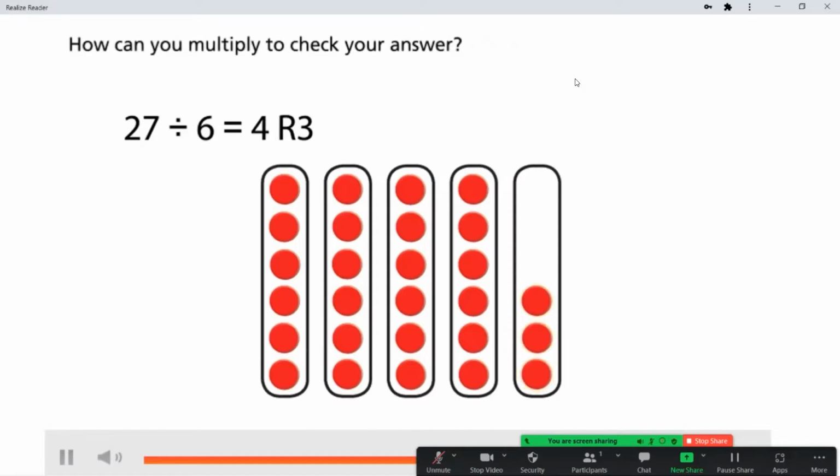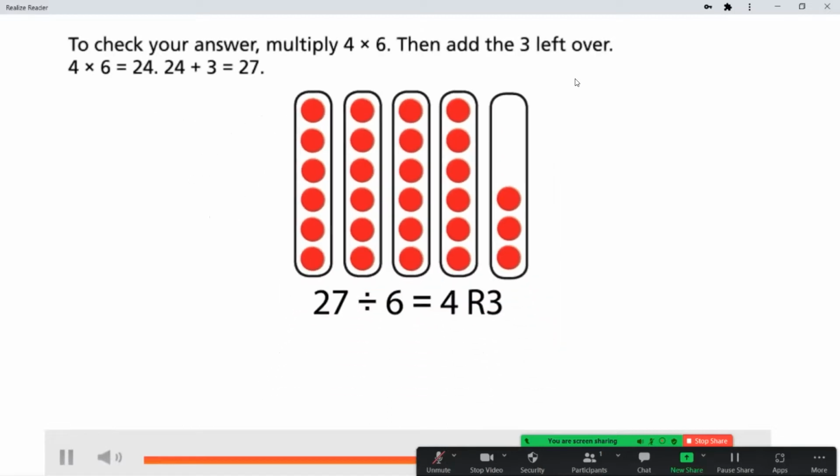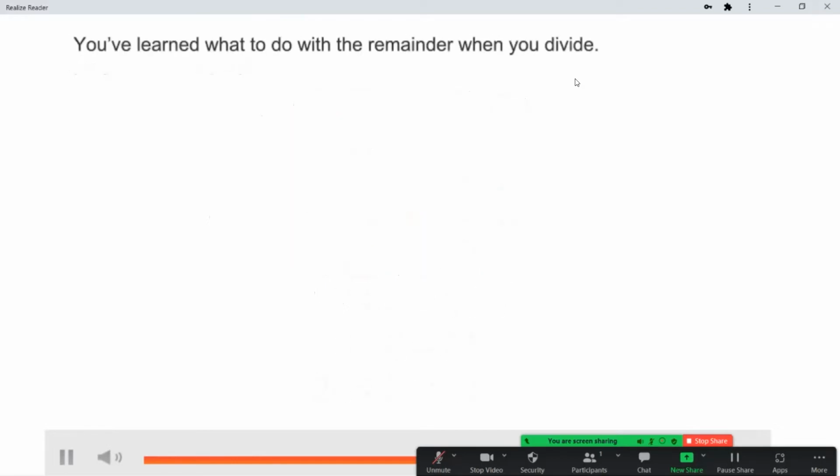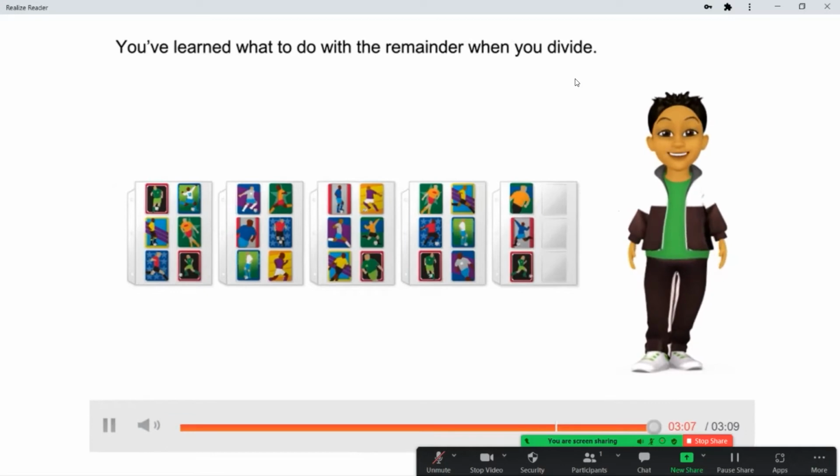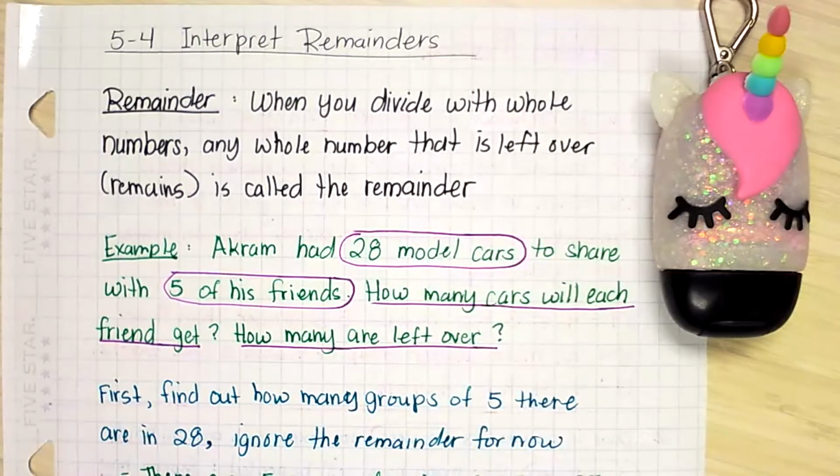How can you multiply to check your answer? To check your answer, multiply 4 times 6. Then add the 3 left over. 4 times 6 equals 24. 24 plus 3 equals 27. You've learned what to do with the remainder when you divide. All right, let's go back and get into our notes and some examples that we'll work through together.